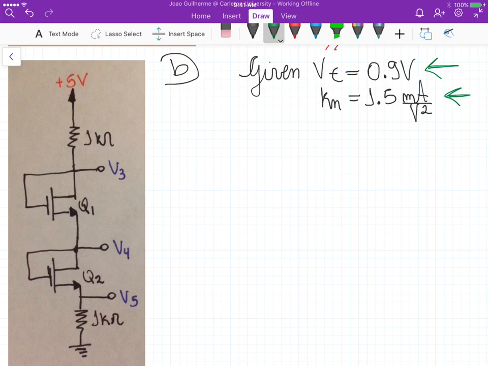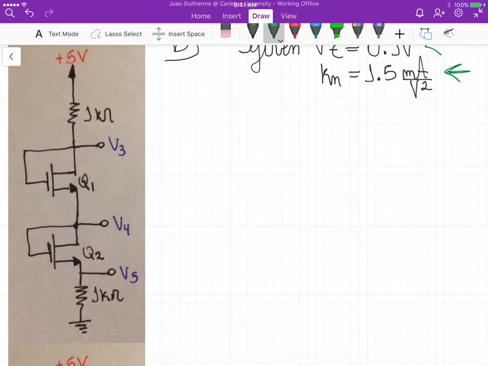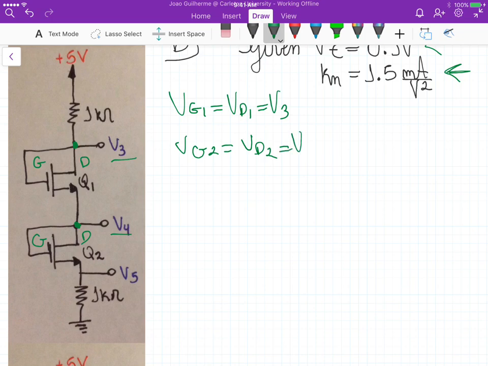we know that VG1, so this gate voltage here, and this drain voltage here, and V3, they are all the same, right? Because they are all connected to this node here. So VG1 is equal to VD1, and that's equal to V3. For the second transistor, we have a similar thing here. So this is a common node, right? So we have the drain here, gate, and V4. So VG2 is equal to VD2, and that's equal to V4. So those are the two equations that we have.